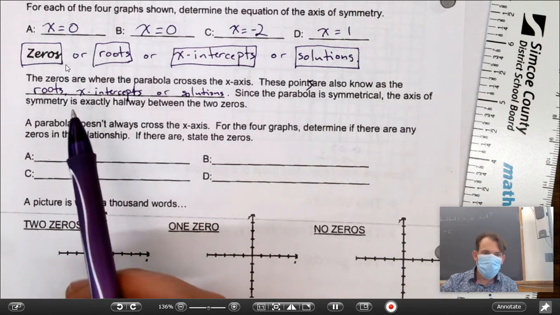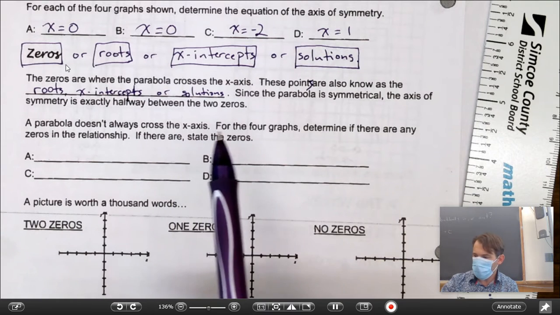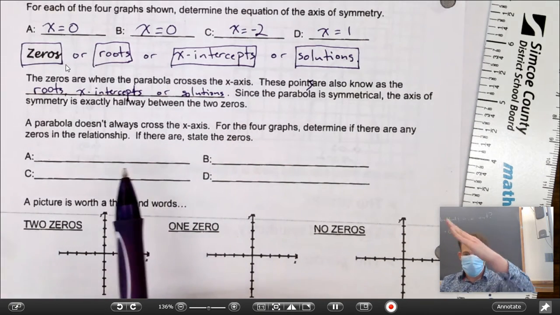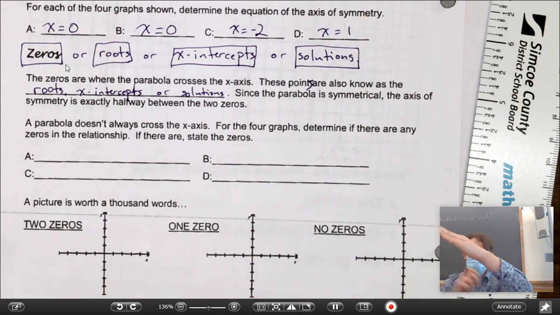So a parabola doesn't always cross the x-axis. That's a really important notion. It's not like a line, where if a line exists and it goes off to infinity, it will always touch both the y and the x-axis once, unless it's parallel with one of them. But parabolas, no, because parabolas have minds of their own. They turn around and go the other direction.